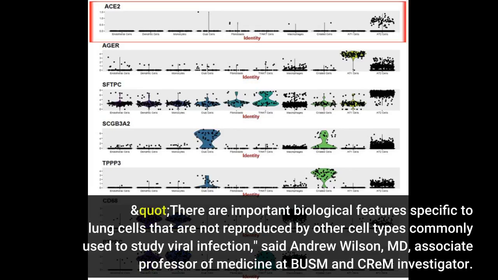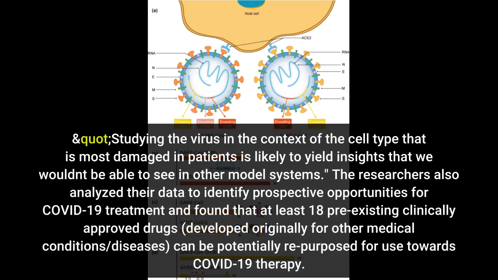There are important biological features specific to lung cells that are not reproduced by other cell types commonly used to study viral infection, said Andrew Wilson, MD, Associate Professor of Medicine at BUSM and CReM investigator. Studying the virus in the context of the cell type that is most damaged in patients is likely to yield insights that we wouldn't be able to see in other model systems.